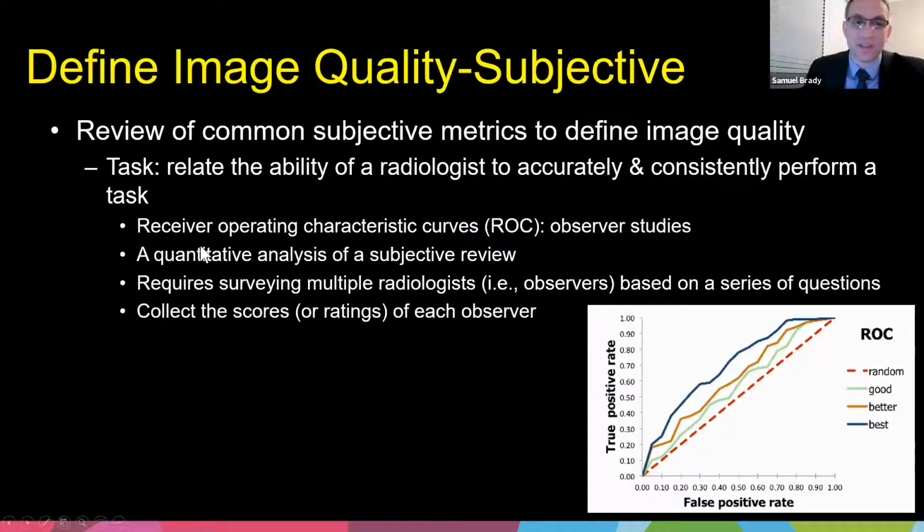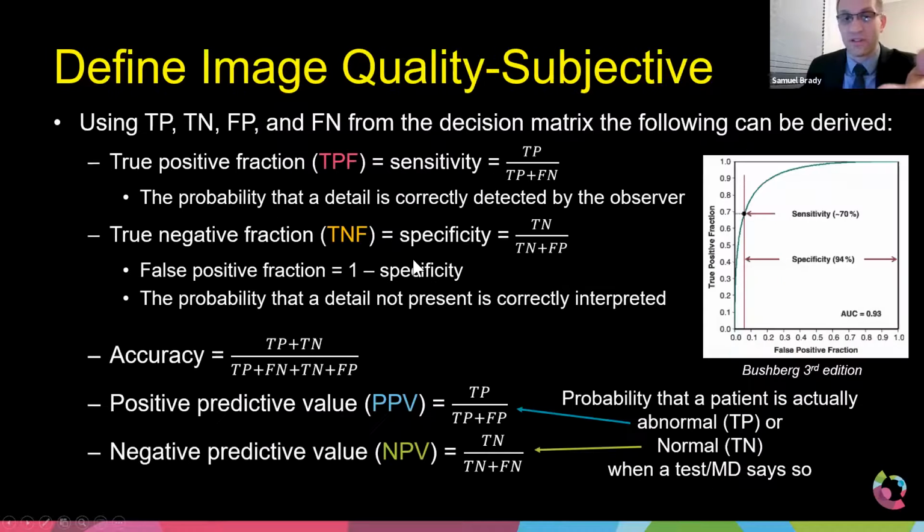Now, when we do these subjective calculations, we are actually making a quantitative analysis of a subjective review. So we're taking the opinions and the scores of the radiologists, and we're going to calculate and do some statistics. Now, I'm not going to go over all of the different statistical tests that we can do when we calculate the ROC. Of course, you will have a copy of all my slides, and so you can review this closer if it's of interest to you.